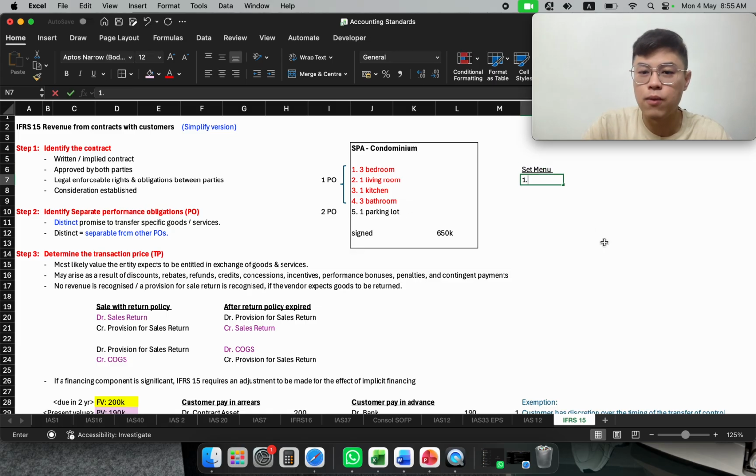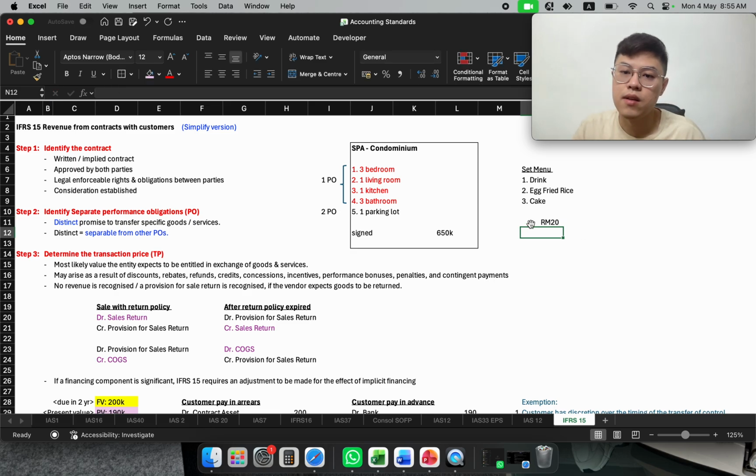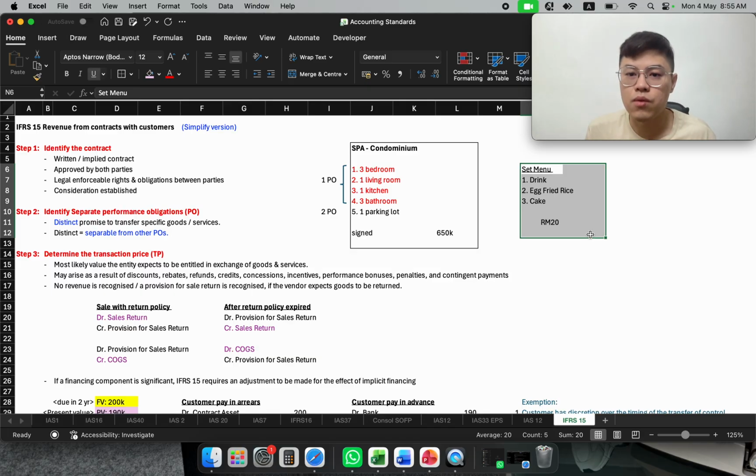Set menu consists of 1 drink and your egg fried rice, and 1 dessert, maybe cake, and they sell at 20 ringgit. Does it mean this is a verbal contract? Definitely we don't have a signing. We are just verbally accepting and verbally offering. So this set menu, does it mean we have 1 drink PO, egg 1 PO, rice 1 PO, and cake 1 PO, total 4 PO? No, there are 3 performance obligations.